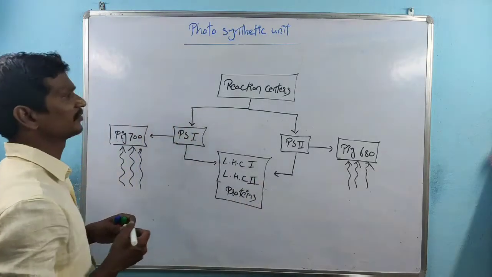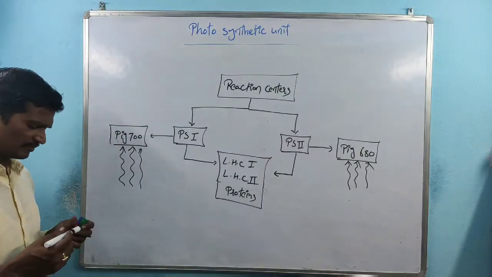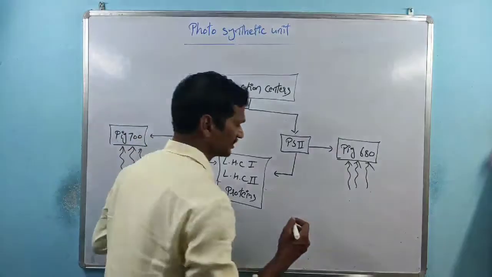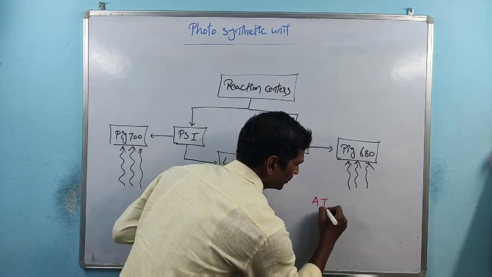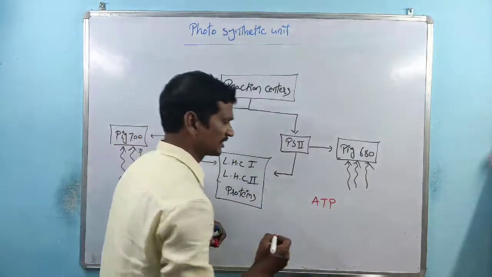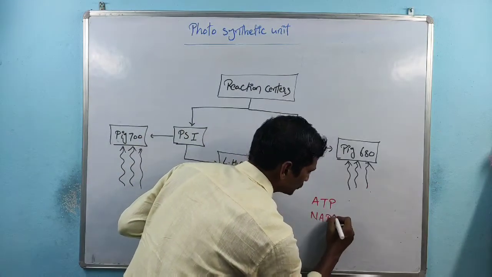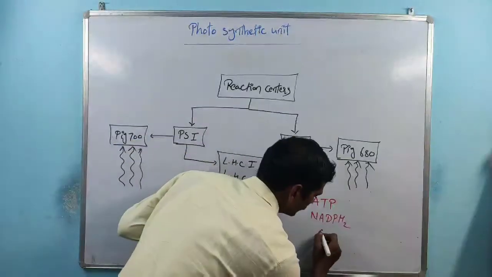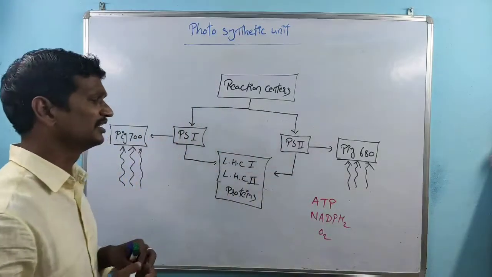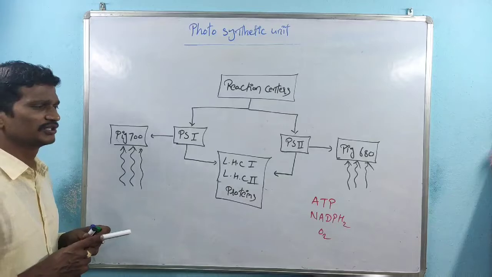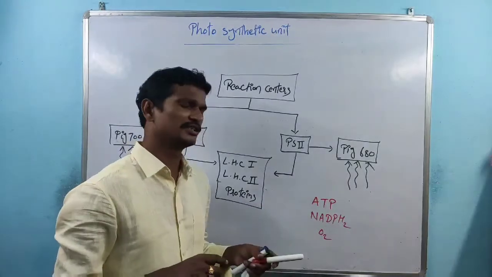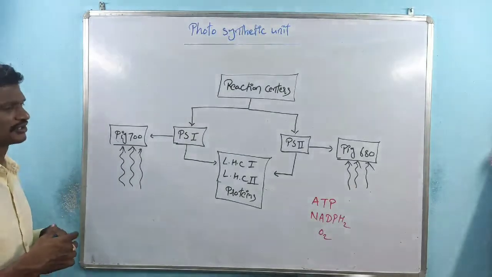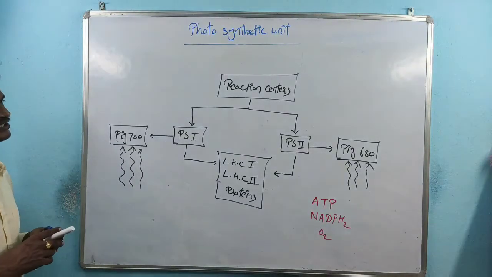So what functions are performed by the reaction centers? Remember, the reaction centers are majorly involved in the conversion process. PS1 and PS2 are involved in ATP synthesis, NADPH2 synthesis, and evolution of oxygen. These are the functions of PS1 and PS2. That is about the reaction centers, right?